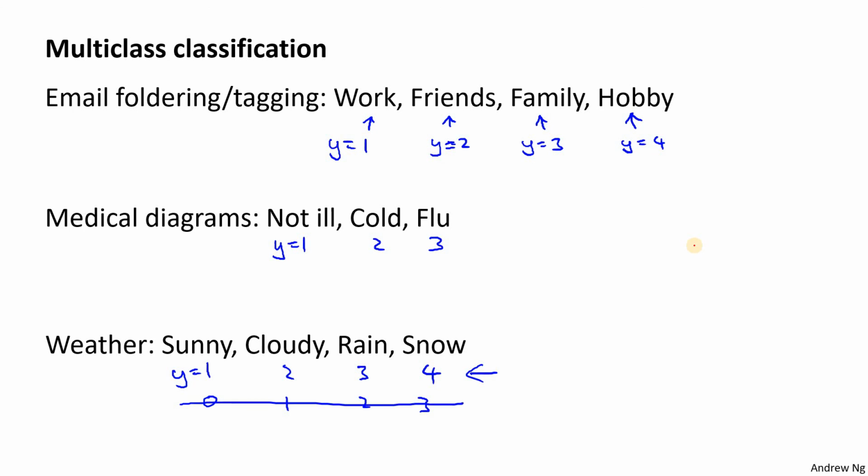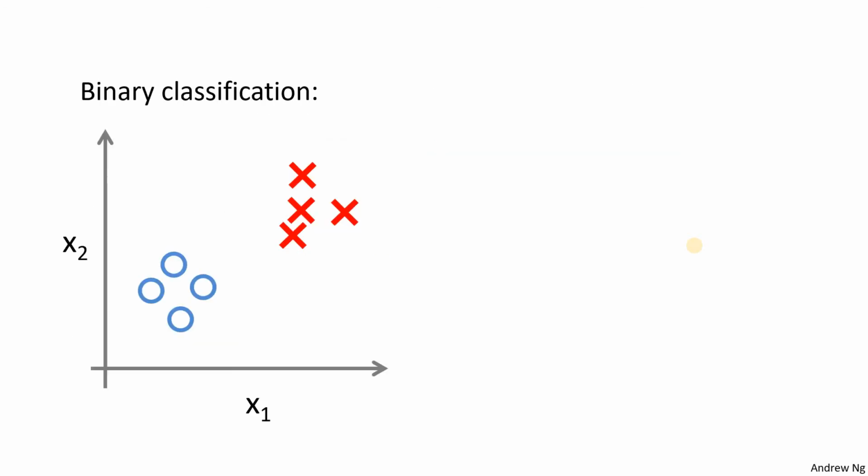All these classes we can number, starting maybe with 0 or maybe with 1. So you can have y equal to 0 or 1, or y equal to 0, 1, 2, 3, or y equal to 1, 2, 3, 4, and so on.